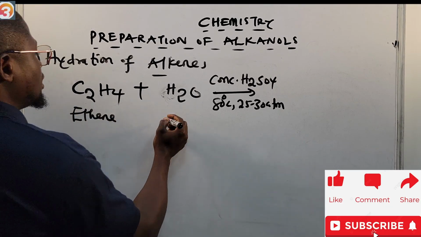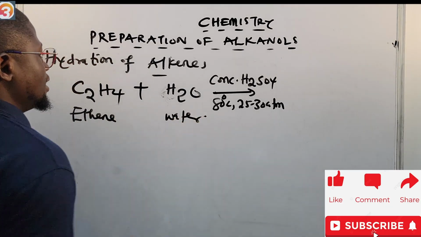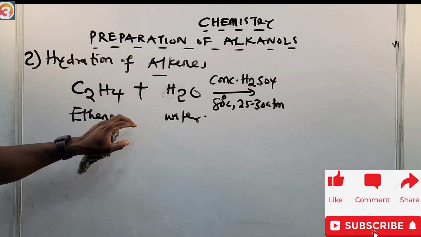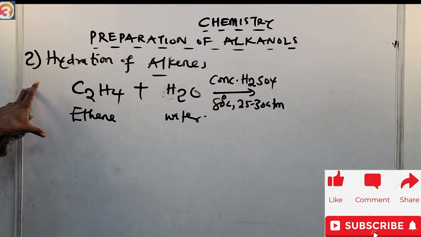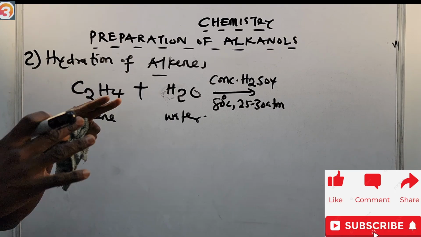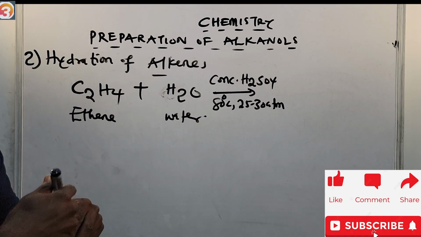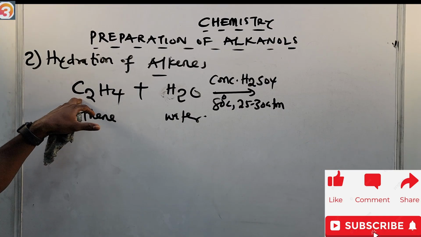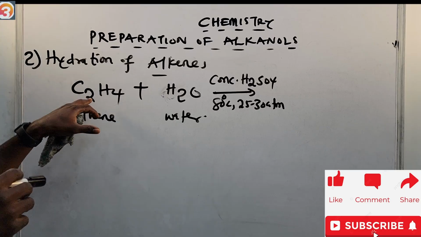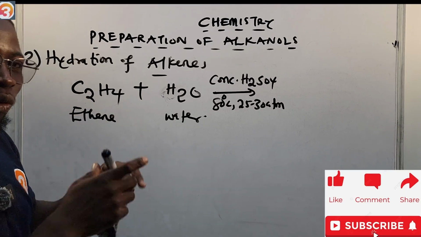Ethene, and then this is our water. So what does that give us? The product of this reaction will be our alcohol. We have added water to an alkene, so right now we're going to form an alcohol having the same number of carbon atoms as the alkene that was hydrated.